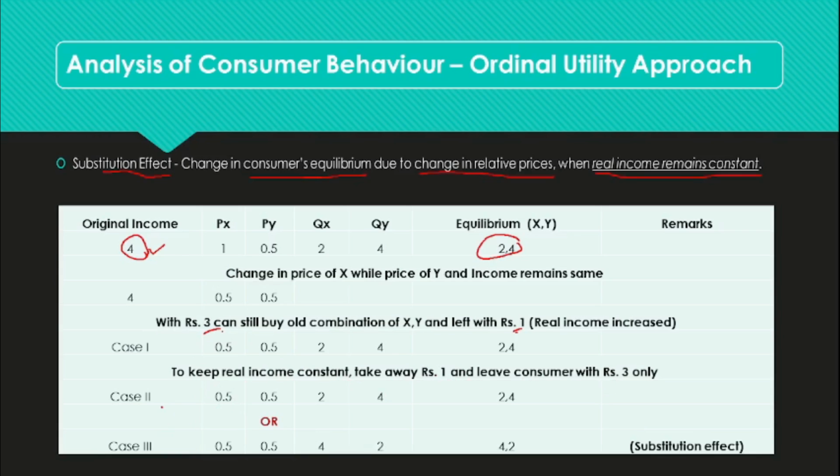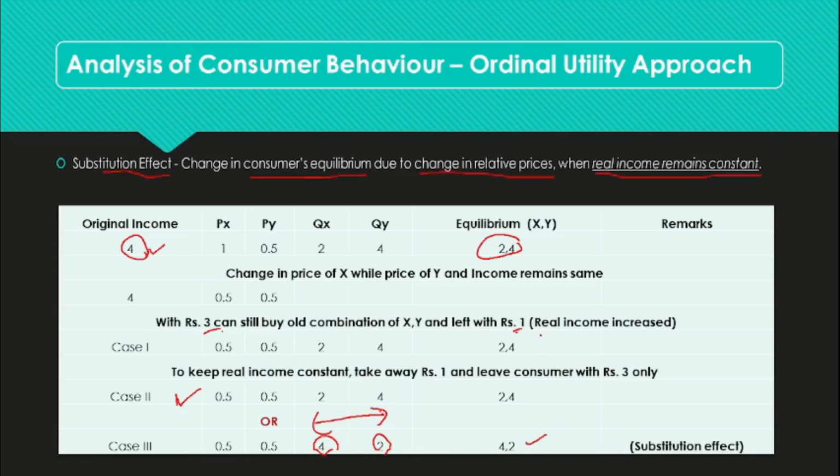Now, again, the consumer has 2 choices. Case 1 is that he can go for purchasing the old combination of quantity 2 and 4 of goods X and Y respectively, and he can do so. And he will have the same combination equilibrium, or he can switch between the quantities of these 2 goods. Instead of purchasing 2 units of X and 4 units of Y, when the price of X has been lowered, he can now purchase more quantity of X and lesser quantity of Y, and we have a new combination which is 4, 2, and this is the new equilibrium.